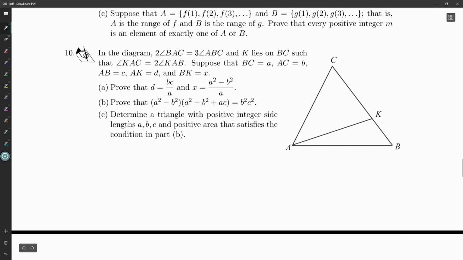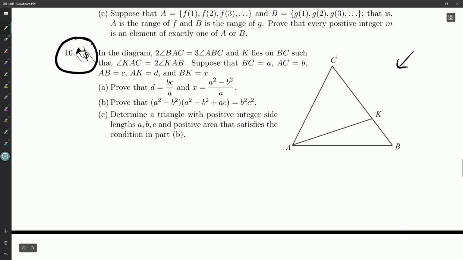Root Beer here, and I'm going to be wrapping up the 2011 Euclid paper with question number 10 right here, which seems to have something to do with this triangle over here. But let's see here. Hopefully you've given this one a try. If not, I'd recommend you pause it and at least try something like A or B. You might not be able to do all of it, but see how far you can get into question number 10.